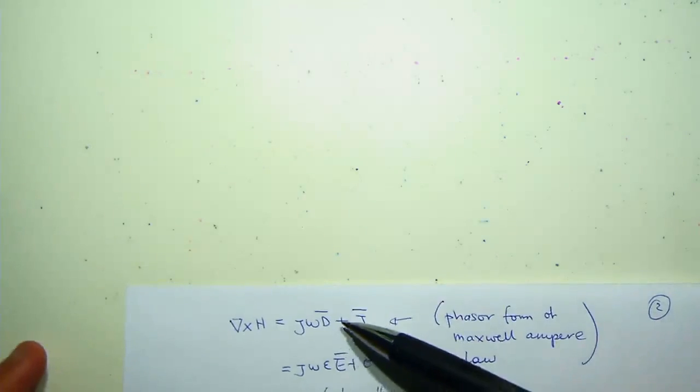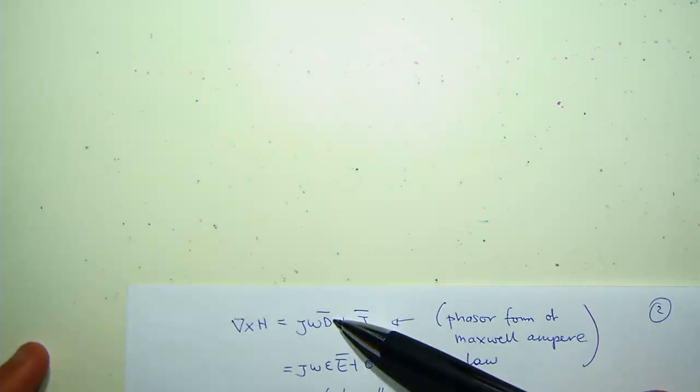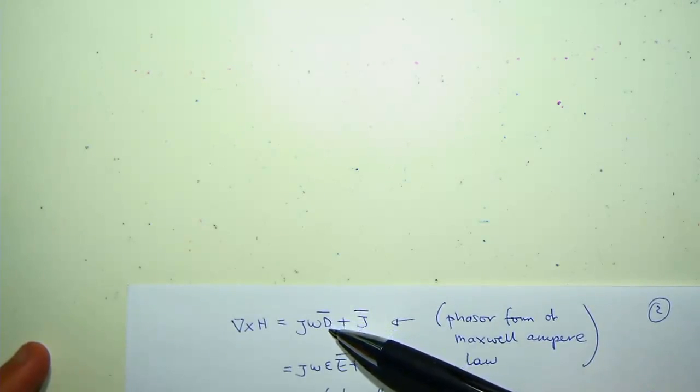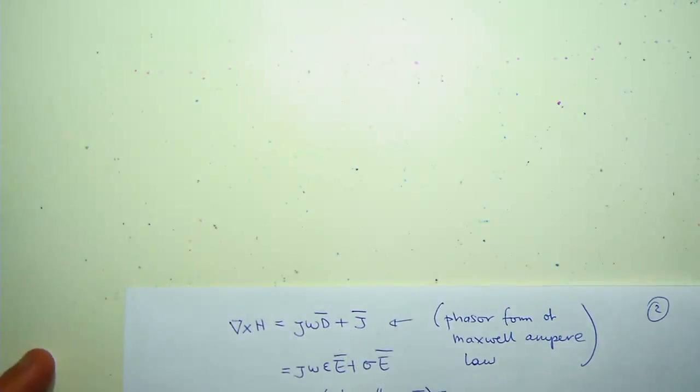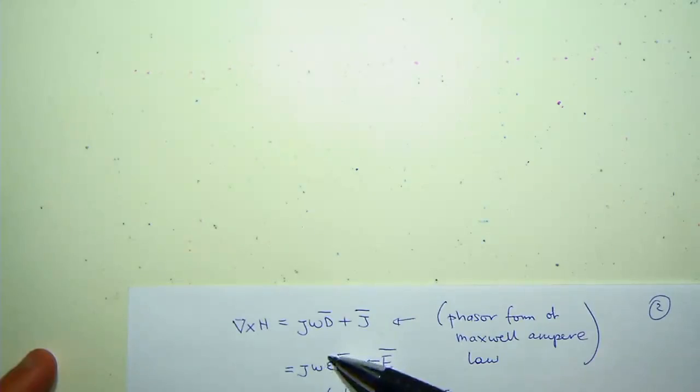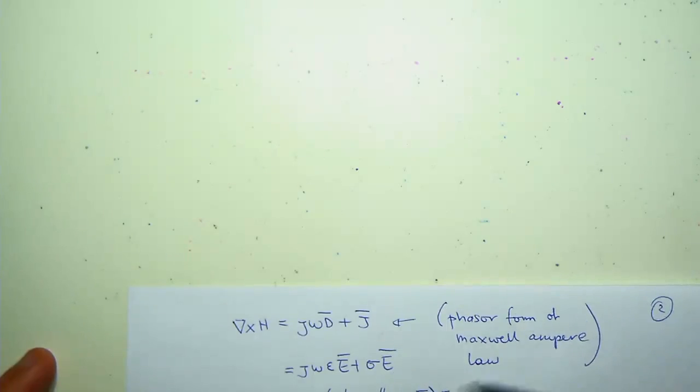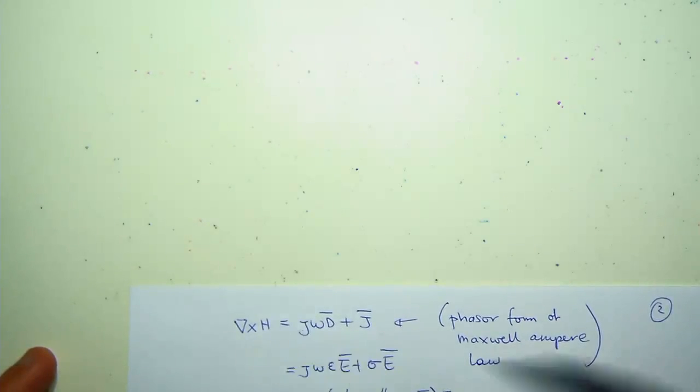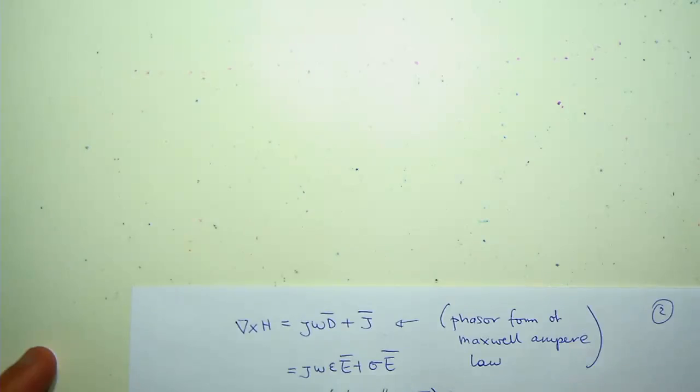And then what I've done is I've said, well, we know that the displacement flux for this material is just epsilon times the electric field, and we know that the current is the conductivity times the electric field. And if I rewrite this, the curl of H is j omega epsilon' minus j epsilon'' minus j sigma on omega.